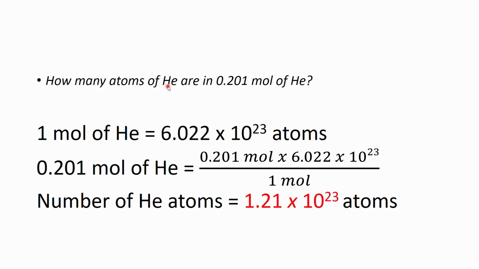How many atoms of helium are in 0.201 mole of helium? We have established that 1 mole of helium will contain 6.022 times 10 power 23 atoms of helium, and therefore 0.201 mole will contain 0.201 times Avogadro's number over 1 mole, and that number will give us 1.21 times 10 raised to the power 23 atoms.